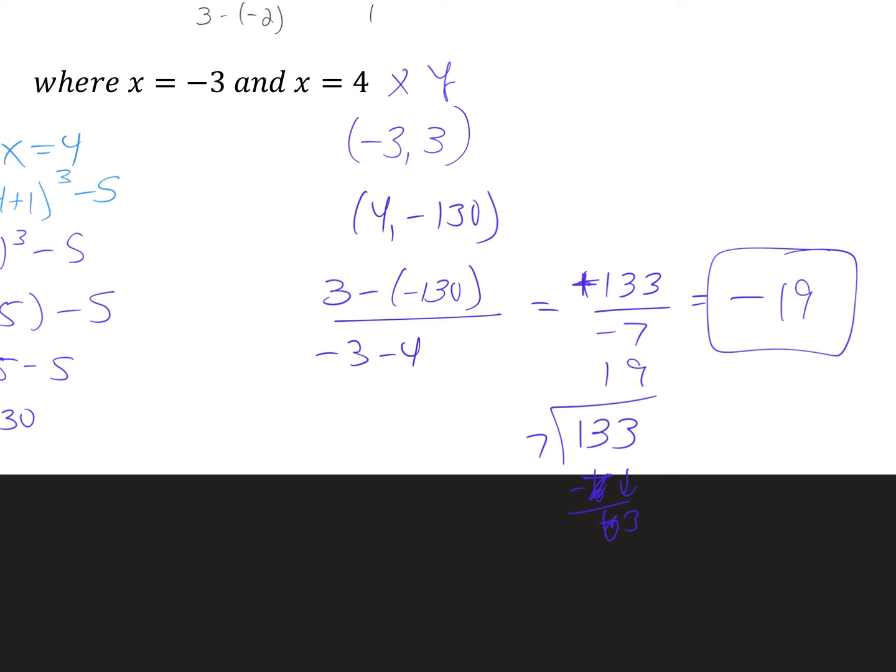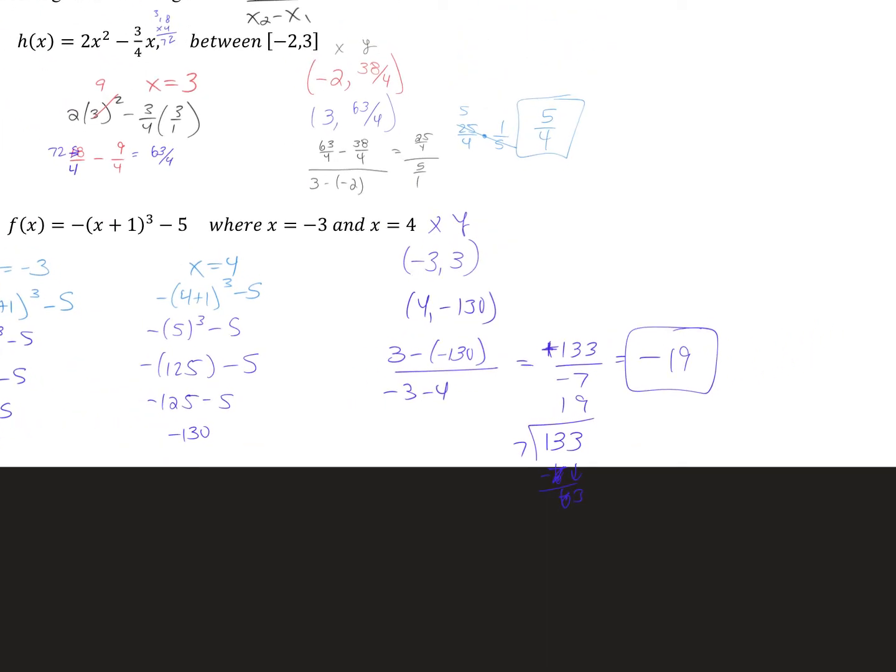If it doesn't simplify pretty, just simplify the fraction as much as you can, and you can leave it as an improper fraction. But if it does simplify, you need to simplify. So questions about that first page? Pretty straightforward. All right. Go to the next one.